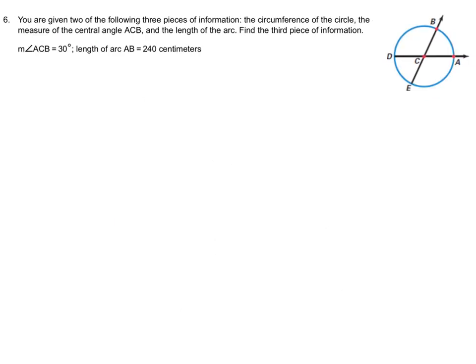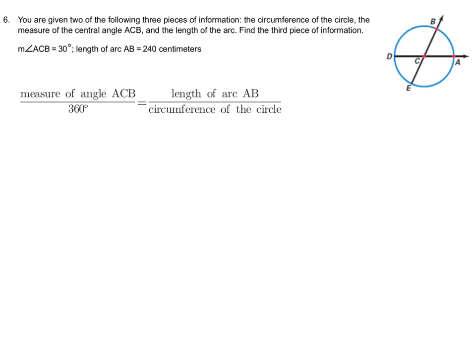You are given two of the following three pieces of information: the circumference of the circle, the measure of the central angle ACB, and the length of the arc. Find the third piece of information. We will use the same proportion formula. For this problem, we're given the measure of angle ACB. We're also given the length of arc AB, and we want to find the circumference of the circle. So we'll plug in the values that are given to us.